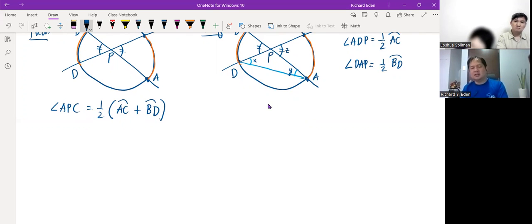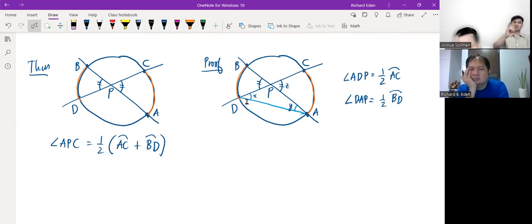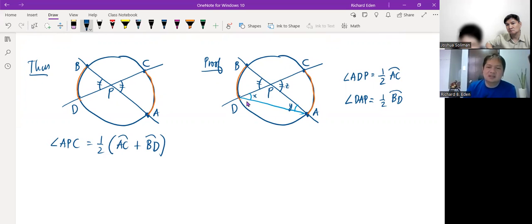So one half DB plus one half CA is equal to one half X plus one half Y. But by the remote interior angle theorem, X plus Y must equal Z. So Z is equal to one half of BD plus CA. All right, so angle Z is X plus Y.